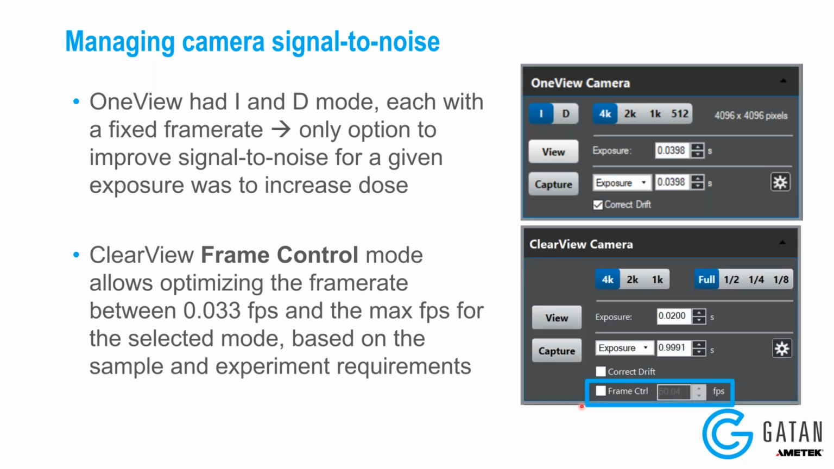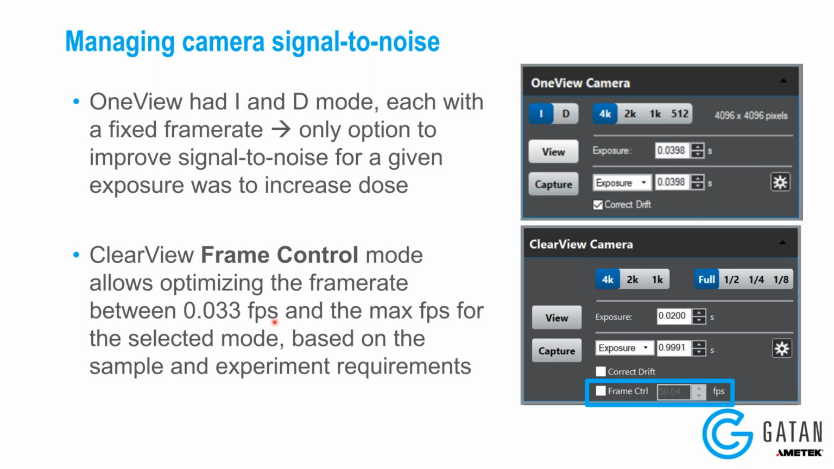So the UI is very similar, and you have this new frame control option. You can essentially pick between whatever the max frame rate is for the camera at the given imaging mode and 0.033 frames per second, which is 30 seconds per frame exposure time.